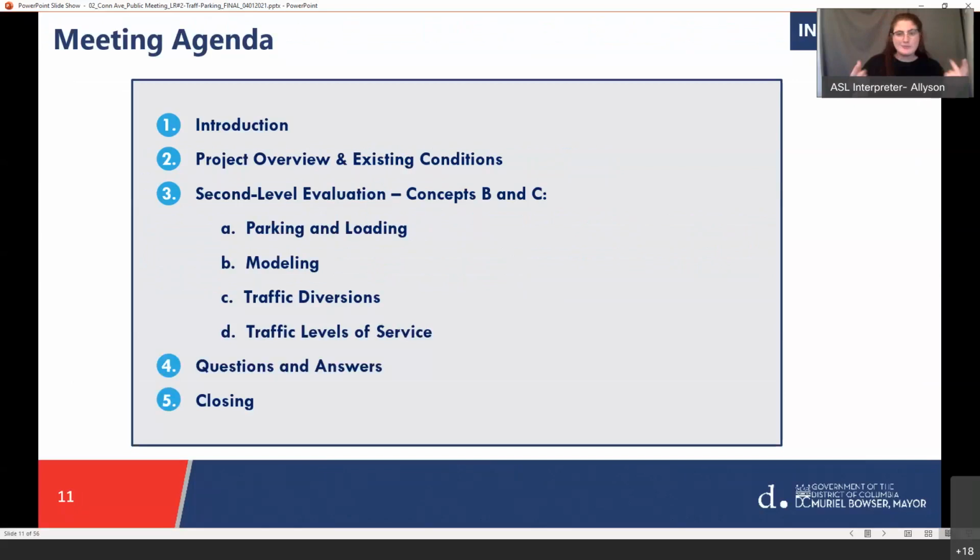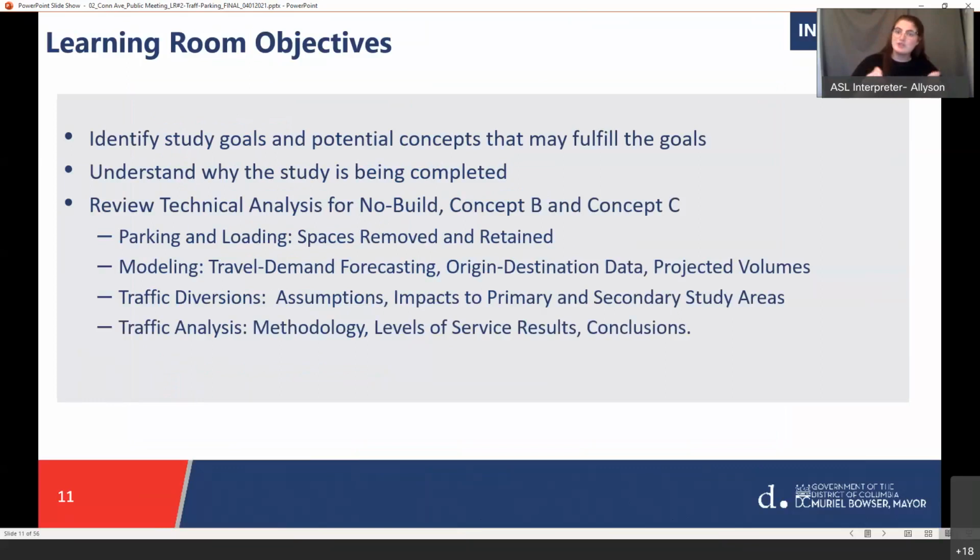We'll talk about our evaluation of the concepts in terms of parking, traffic, modeling, diversions, and level of service. And we'll try to answer your questions and comments and then close. The objectives of the learning room would be to identify the study goals and potential concepts that would fulfill the goals, to understand why the study is being completed, and to review our technical analysis for the no build concept, concept B and concept C.